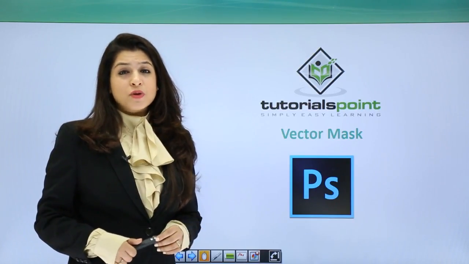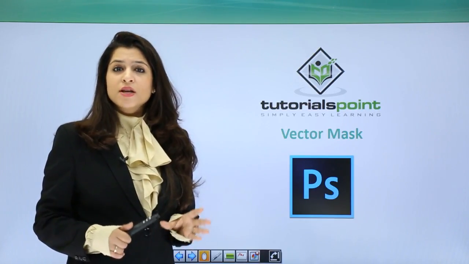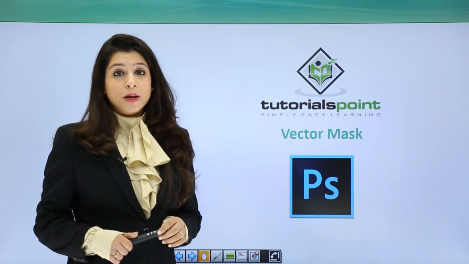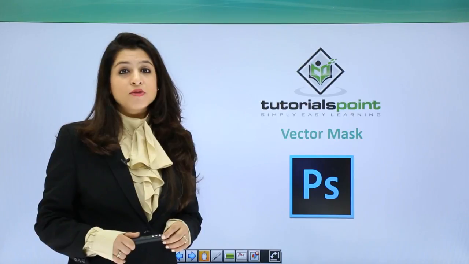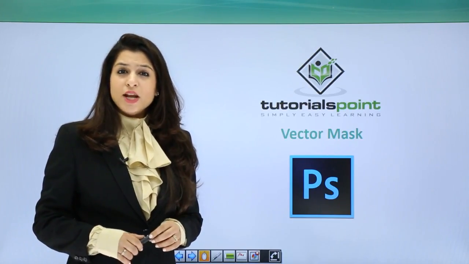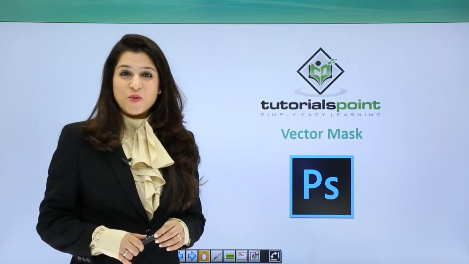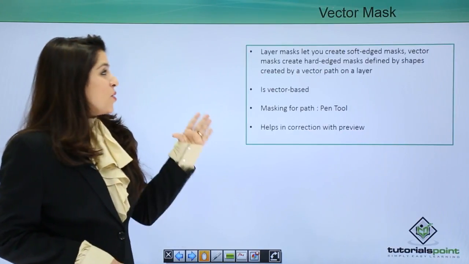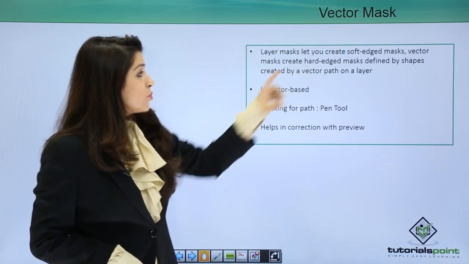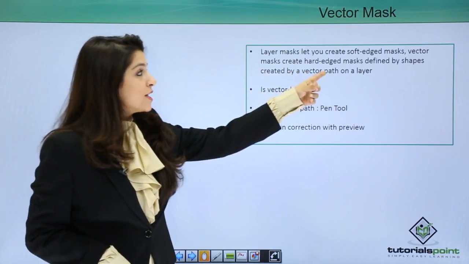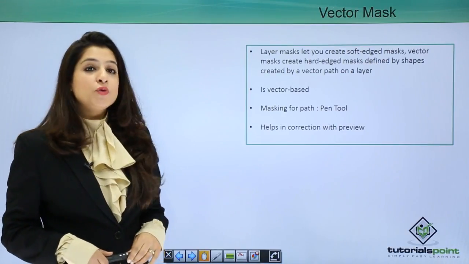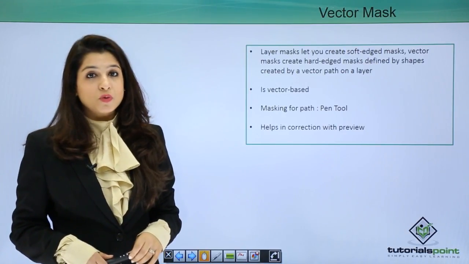Like in the previous lecture, we did layer masks. Layer masks help us create layers which have soft edges. But with vector masks, we're going to create masks with hard edges. So let's move forward and understand vector masks. A vector mask, like I said, creates a hard edge mask, whereas a layer mask creates a soft edge mask. With a vector mask, we are basically using the pen tool or the shape tool.